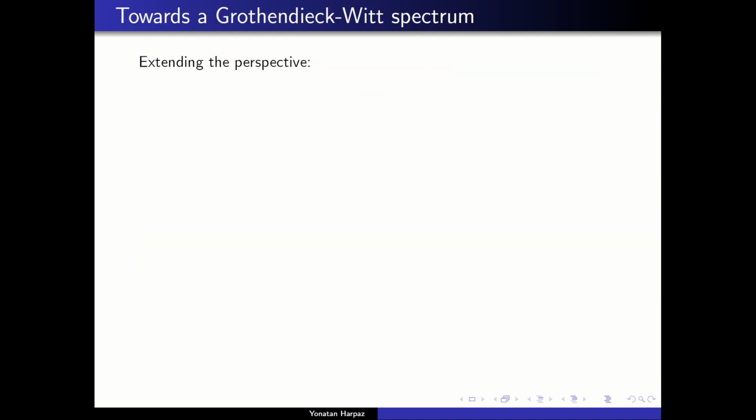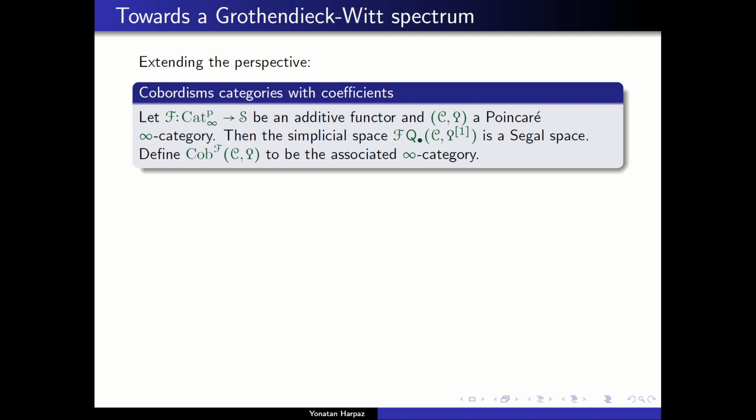And I would like now to move forward towards the definition of the Grothendieck-Witt spectrum. So if you wish, we would like to deloop the Grothendieck-Witt space into a Grothendieck-Witt spectrum. And for this, we need to extend the perspective a bit. So we consider the notion of cobordism categories with coefficients. I would like now to extend this notion to cobordism categories with coefficients in an additive functor.